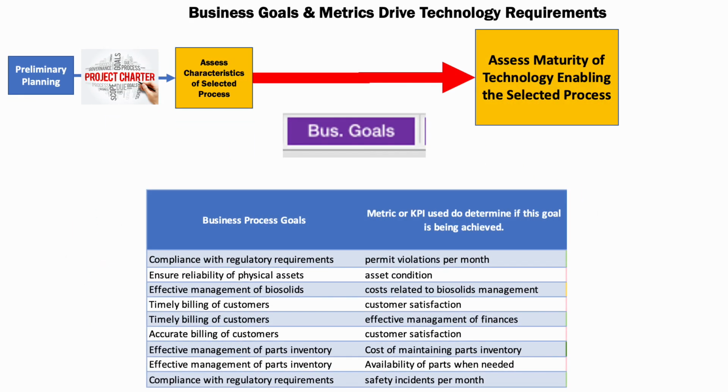Preliminary planning and business process assessment define the business goals and the metrics contained in a table like the example shown above. This information provides the basis for preparing the functional requirements that technology will need to meet in order to enable the achievement of these business goals. Technology may also play a key role in collecting the data that is related to metrics and KPIs and tracking performance.